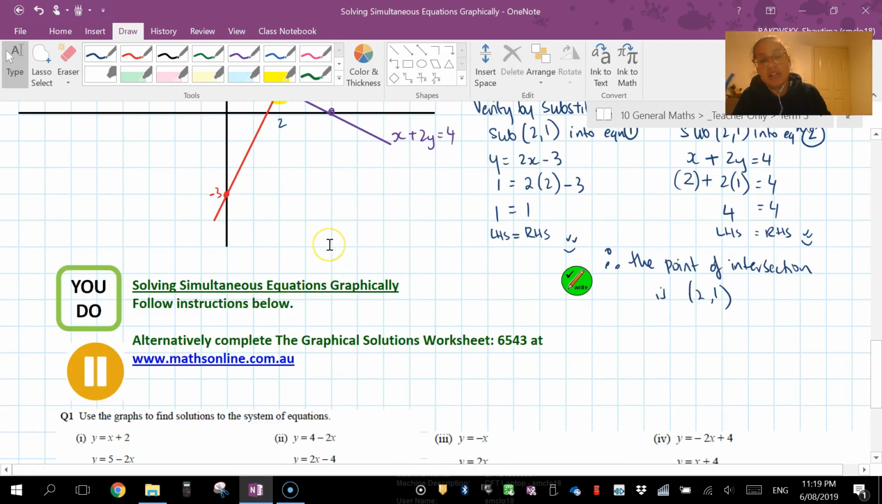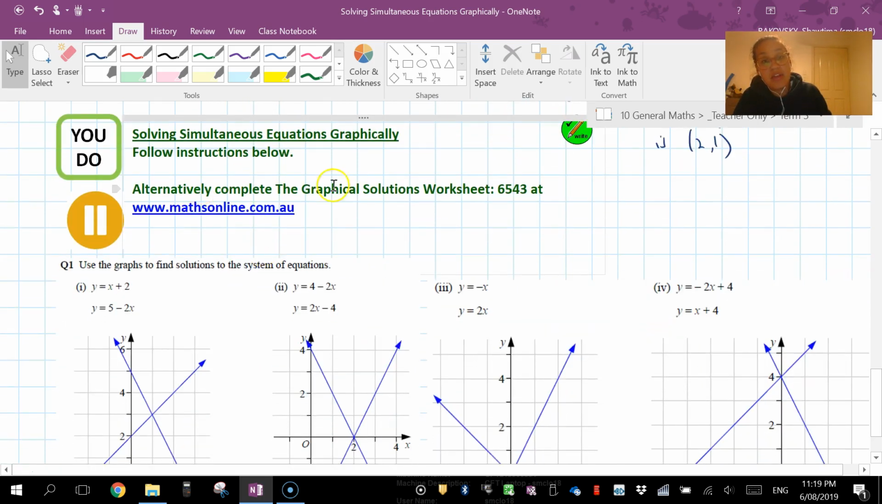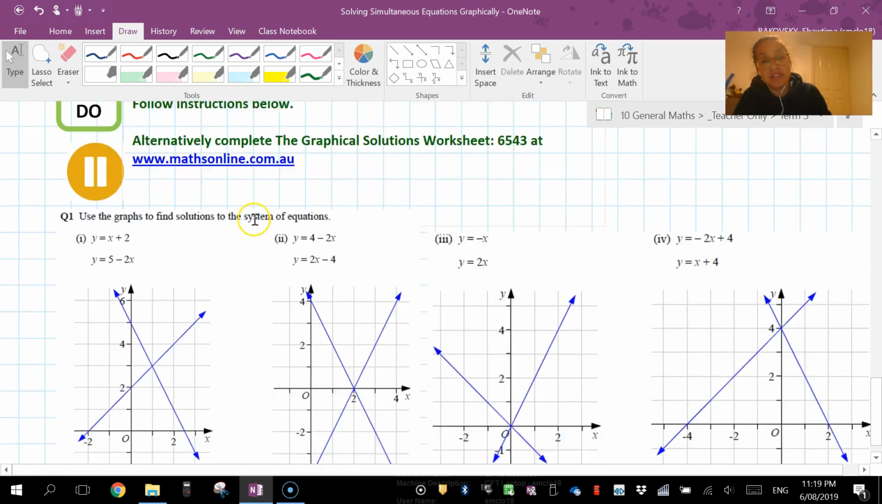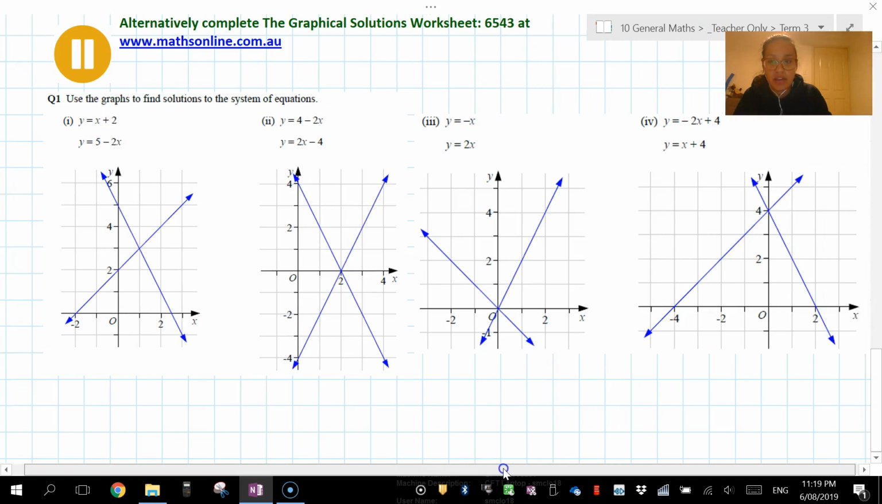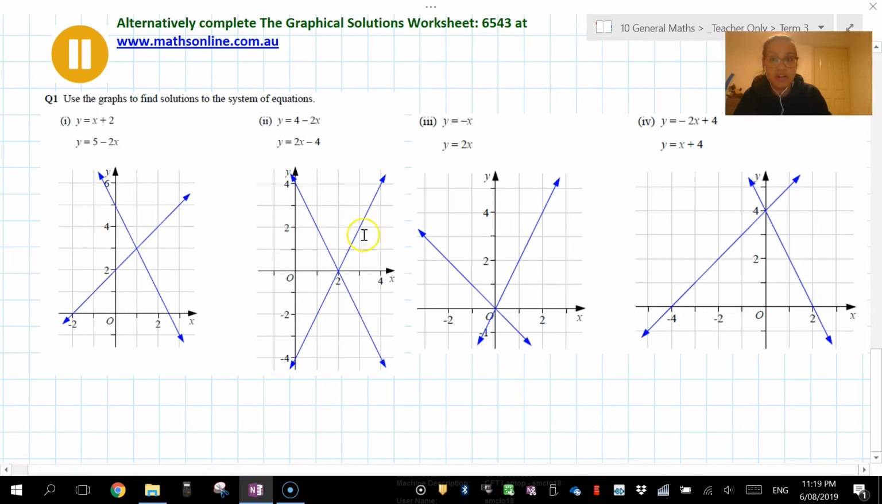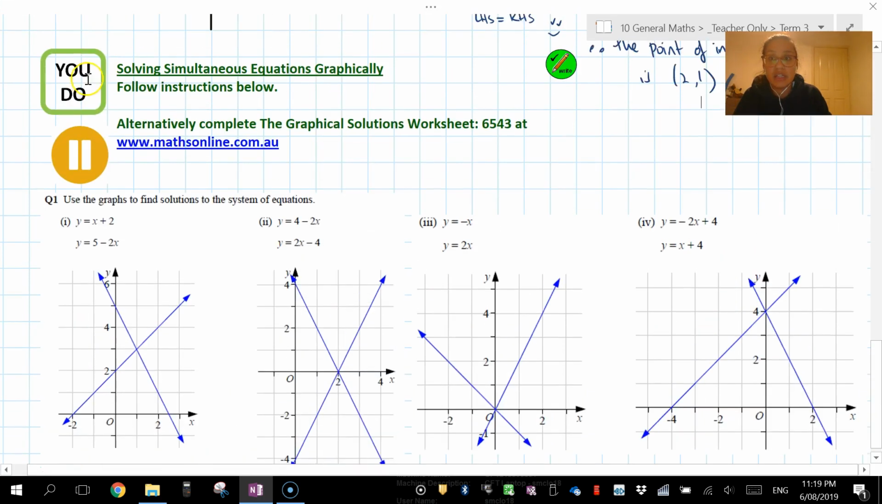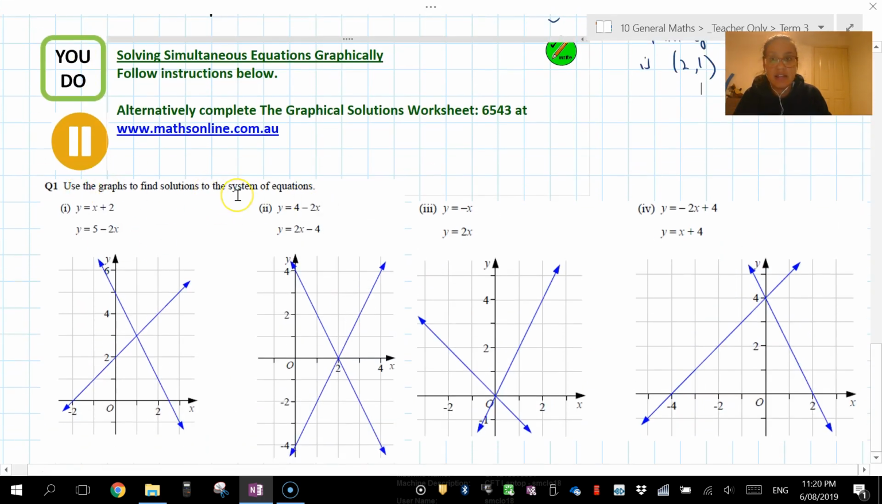What you're going to do now is pause the video, complete the exercises, either from this worksheet on Maths Online or these ones here. So just give me a moment to hide this. So there you go. There are your 1, 2, 3, 4 questions you need to complete using these instructions.